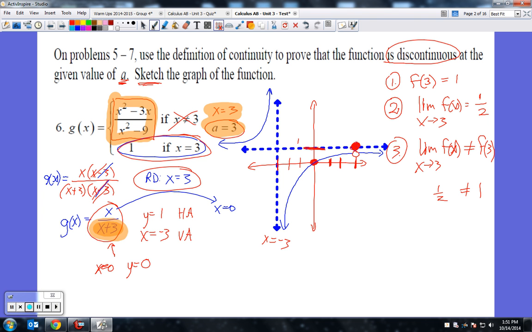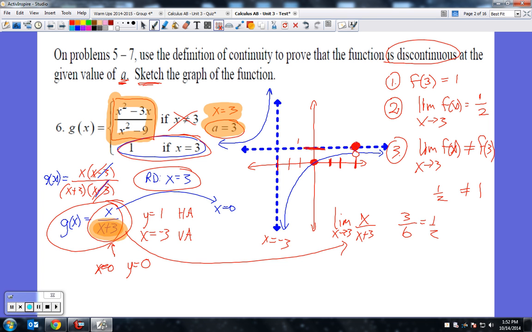And again, what would the limit be? I can use the calculator where I can see my simplified piece right here of x over x plus 3, and then just plug in the 3, because that's the limit that I'm evaluating. I would plug in the limit of this as x is approaching 3. Would give me 3 over 6, which is that 1/2.